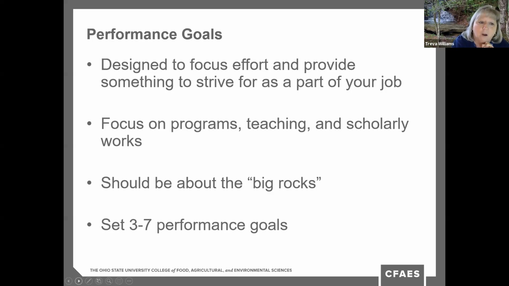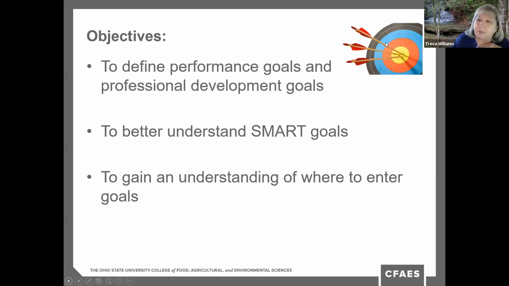And so I think about it, I'm going to go back one slide just a second. I noticed up here in the corner, I put my target with my arrows. And I think about goals as being what I'm aiming for.